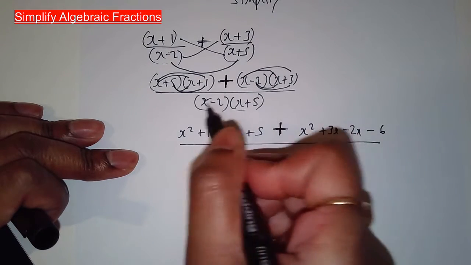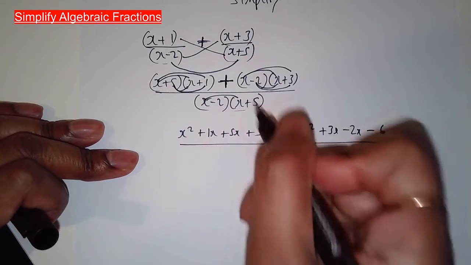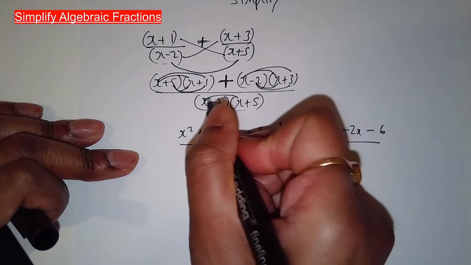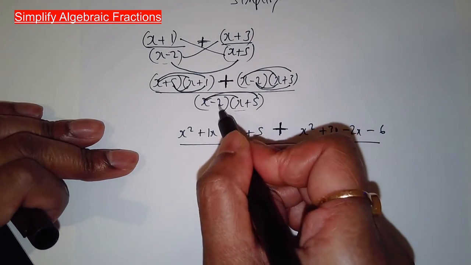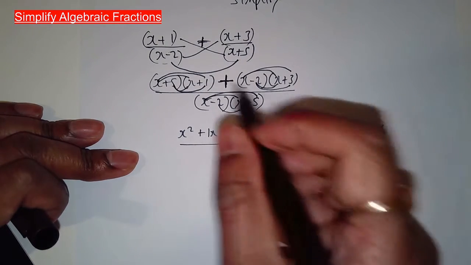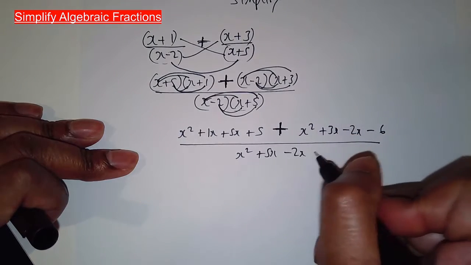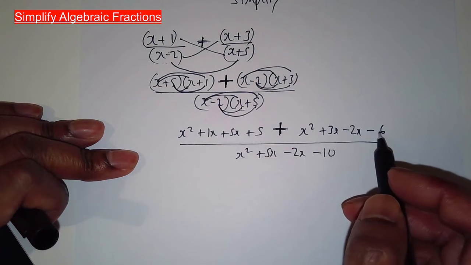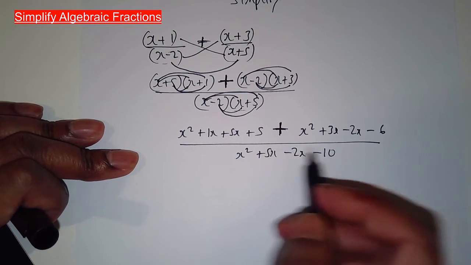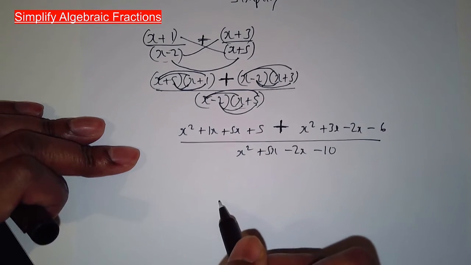And I'll expand this as well. X times x, x times 5, negative 2 times x, and then negative 2 times 5. I'm going to simplify everything on the top and then the bottom. Okay, let's do the top bit first.